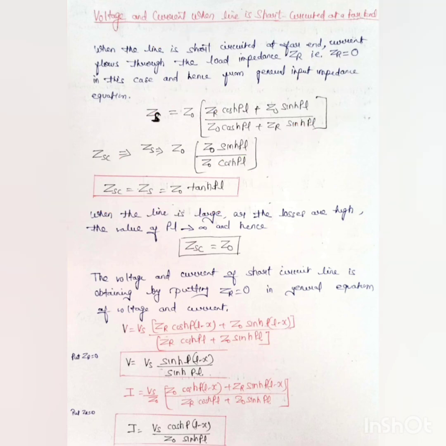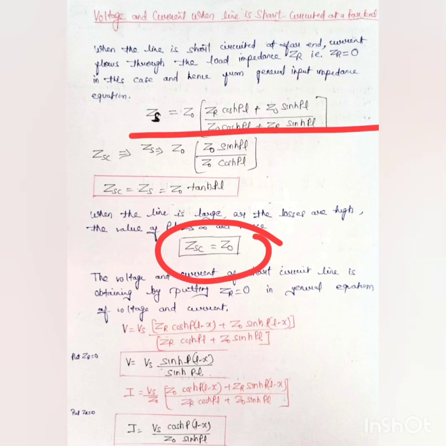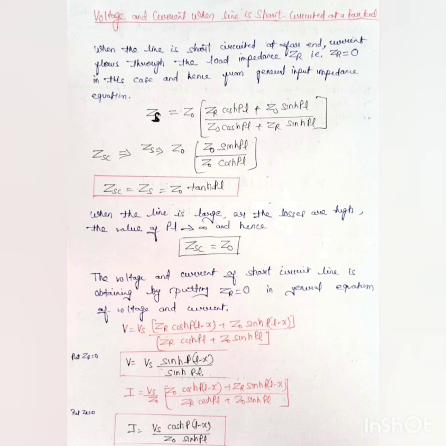Now we need to find our voltage and current equation. This condition is also the same as the open circuit condition: when our transmission line is very large and losses are very high, the input impedance, which is the short circuit impedance, is nothing but the characteristic impedance. Now we will find the voltage and current equation.